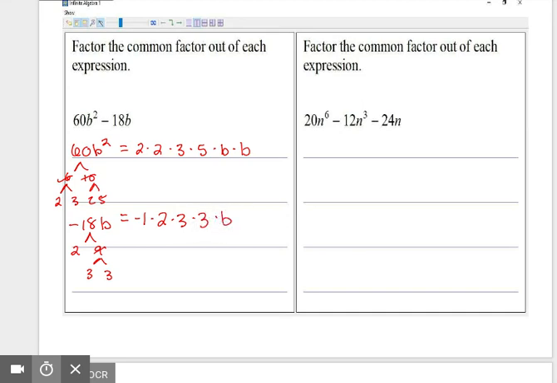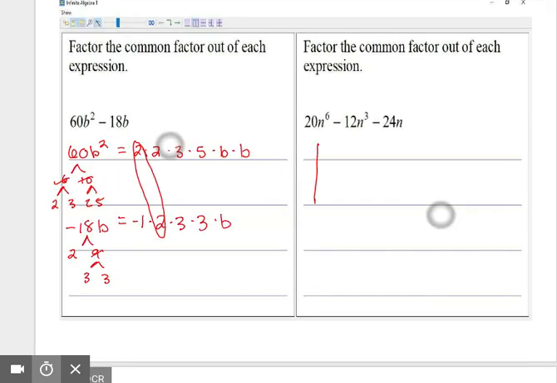And now I'm looking for what they have in common. And in this one, they have a 2 in common and a 3 in common. Okay? They also have a b in common. So my greatest common factor, remember, you only count these once, would be 2 times 3 times b. So 2 times 3 times b, that would be 6b. That's the greatest common factor. It goes on the outside.